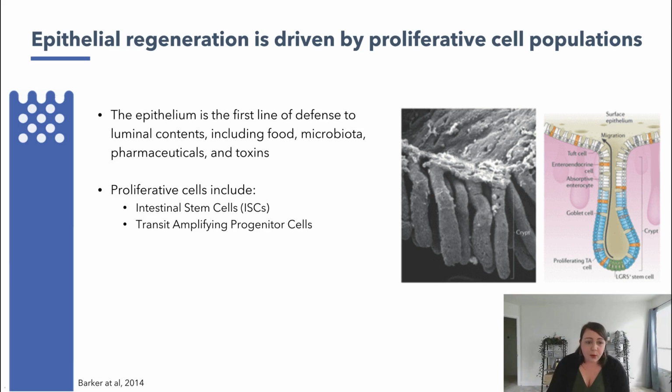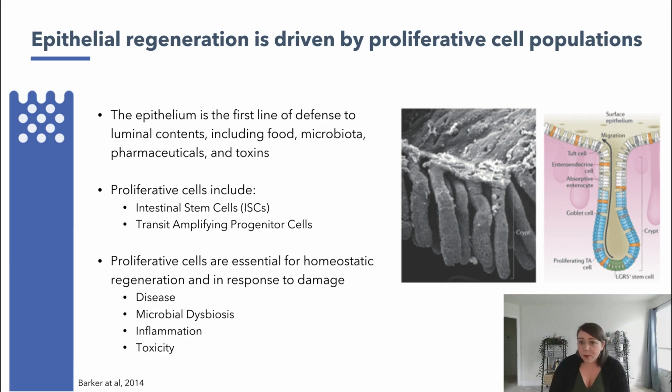Now, these guys are really important because they are essential for all the homeostatic regeneration as well as any response to damage. And damage of the gut can happen in a lot of ways. And the list here on the bottom left is not mutually exclusive. Things like disease can cause microbial dysbiosis and inflammation, and all of that can lead to toxicity, just like inflammation can cause disease. And so there's a lot of different ways the gut can be damaged. But at the end of the day, we're looking at what is causing these cells to die and be aberrant, and what can we do about the stem cells to make sure that our gut is functioning properly.